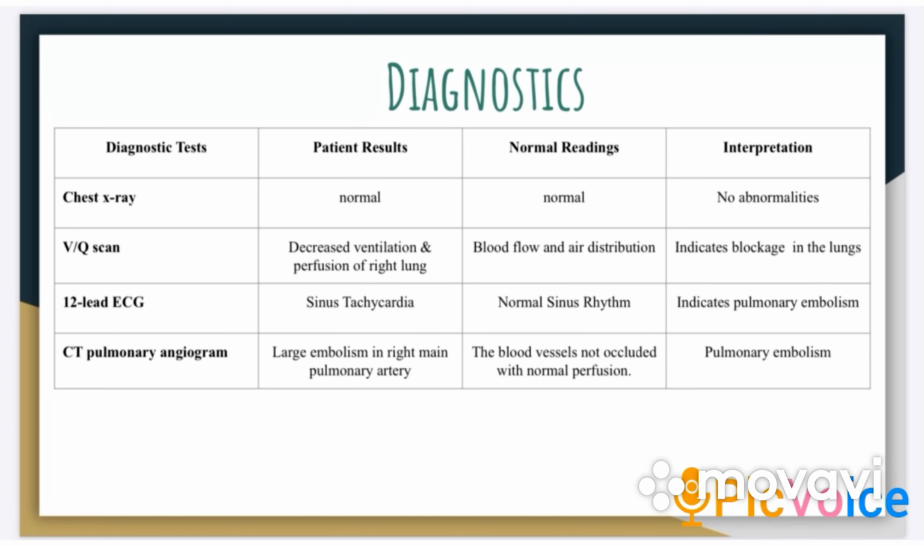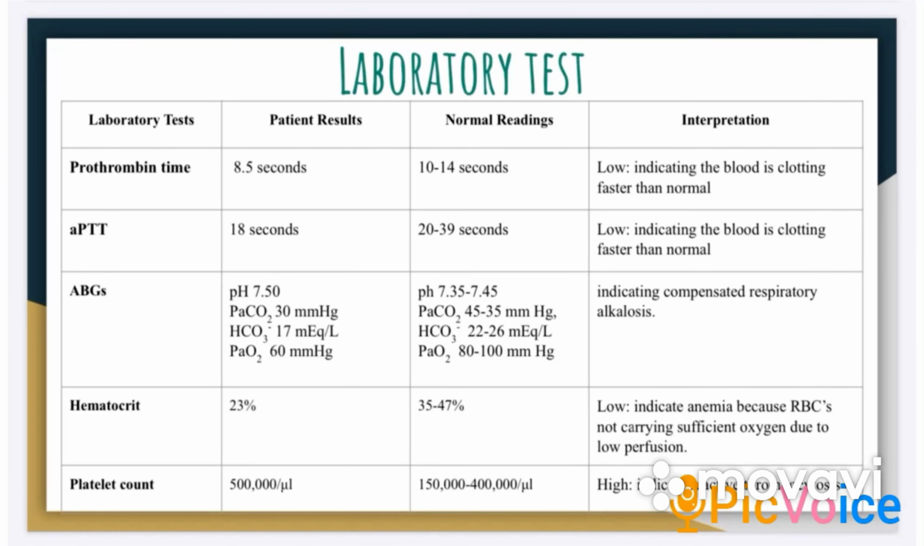Normally the blood vessels are not supposed to be occluded, and they're supposed to have normal perfusion, but we weren't seeing that here. Therefore, we diagnosed her. When we saw the emboli, that's how we really confirmed our diagnosis that she has a pulmonary embolism. This slide shows all of the labs that were performed on Miss Jean, including her results, the normal readings, and the interpretation.